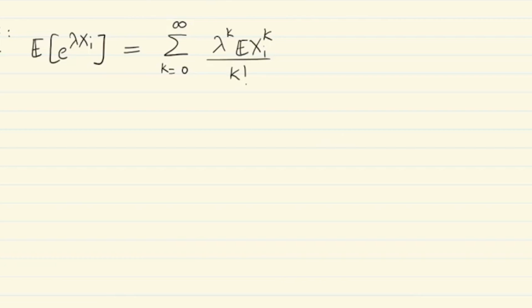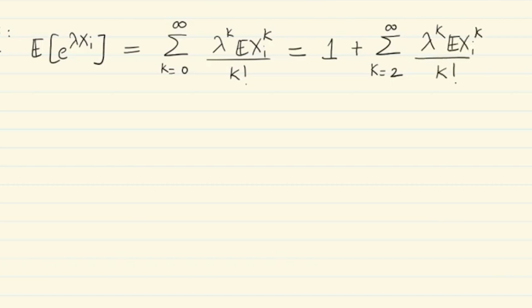Since the first moment is 0 by assumption, let's take out the first two terms. The first two terms are 1 plus 0, and let's write this sum from k equal to 2 onwards. The k equal to 1 term is missing because the expected value of xi is assumed to be 0. So this is lambda to the k, expected xi to the k, by k factorial.